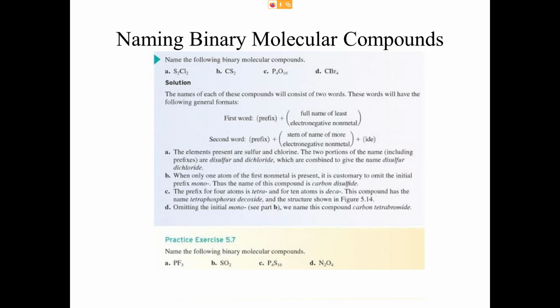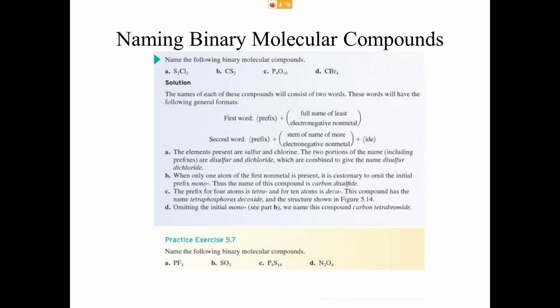Let's try these at the bottom. All right, PF3. Phosphorus trifluoride. Phosphorus trifluoride, good. How about the second one? SO2. Sulfur dioxide. Yes, sulfur dioxide, good. The third one here says P4S10. That's a lot like our third one from above. I just exchanged the oxygen for a sulfur.